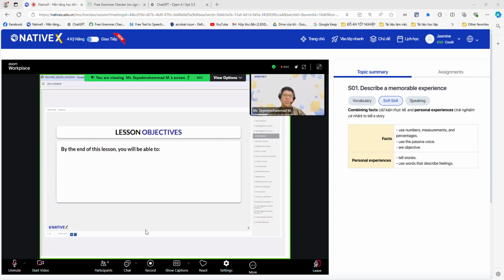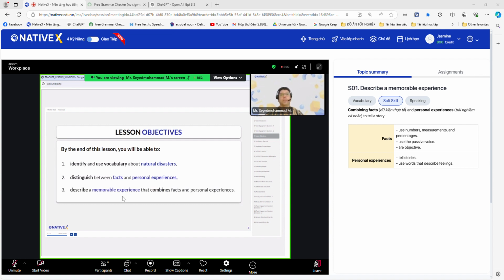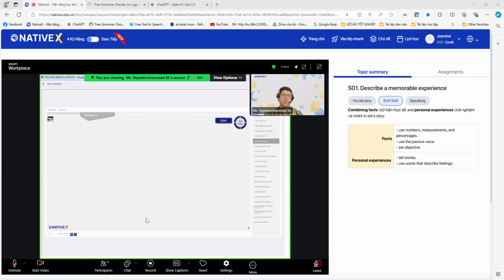Thank you. So guys, let's check today's lesson objectives. By the end of this lesson, you will be able to identify and use vocabulary about natural disasters, distinguish between facts and personal experiences, and describe a memorable experience that combines facts and personal experiences. So let's get started with the first activity. In here, you need to look at the photo and the hint, type and say the correct word.